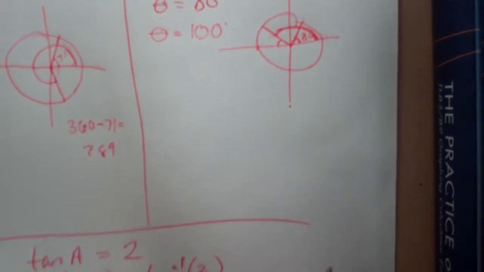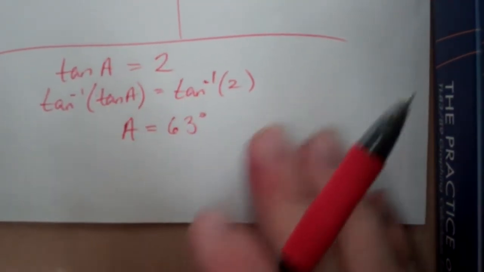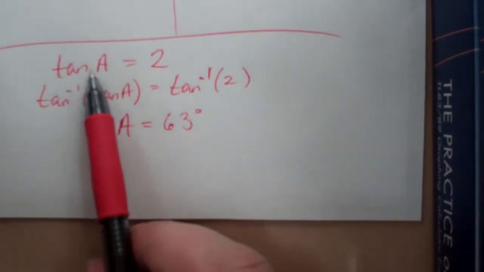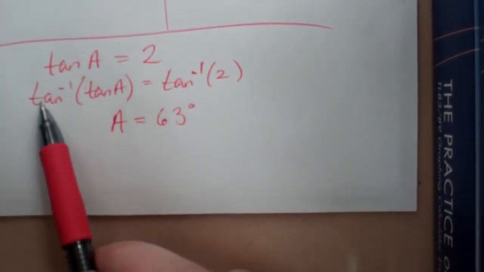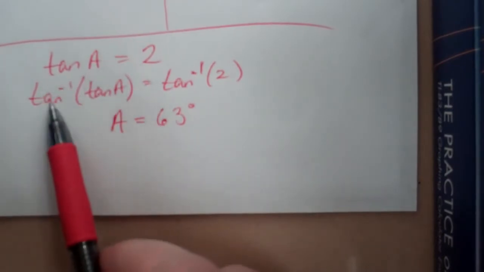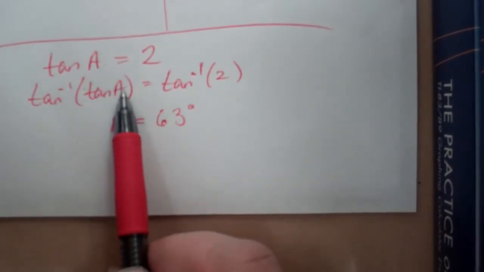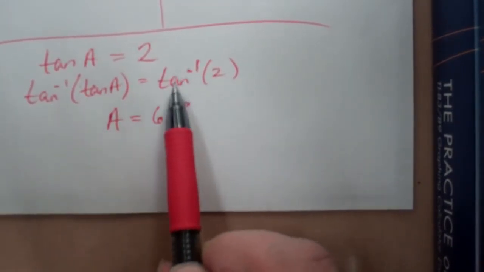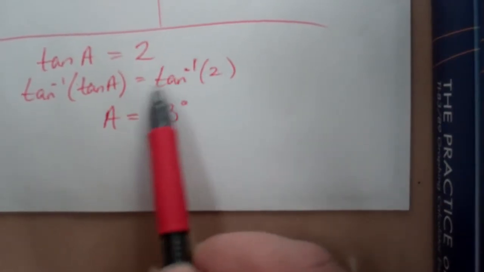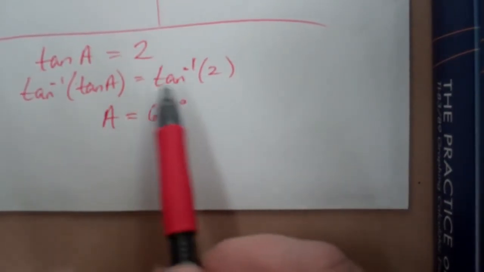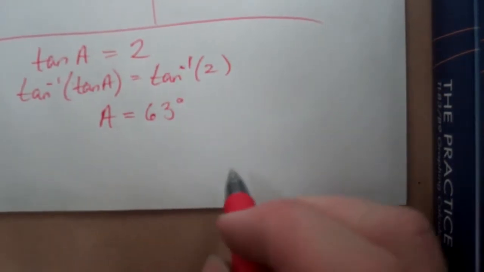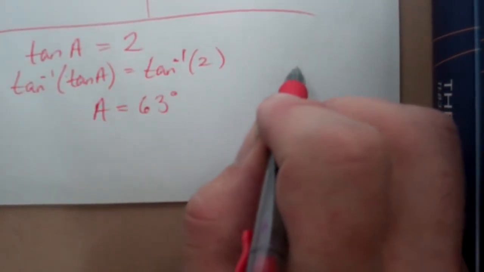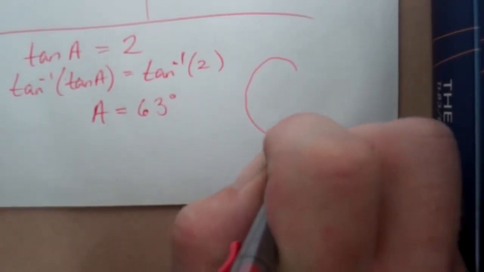And now let's do one where we take a look at a tangent. So here this is saying that the tangent of A is equal to 2. Well, we can take the inverse tangent of both sides. So the inverse tangent of the tangent of A is A. And the inverse tangent of 2, using the calculator and rounding to the nearest whole degree, comes out to be 63. Now, we can find other values that make that work by reflecting in the right way.